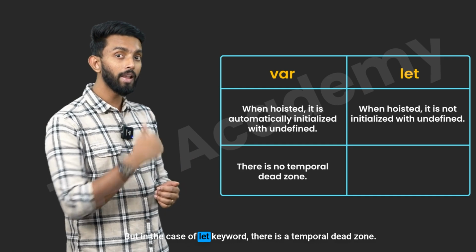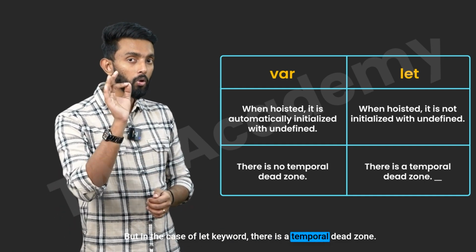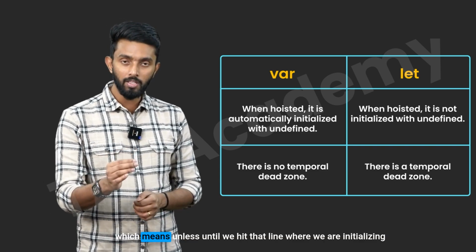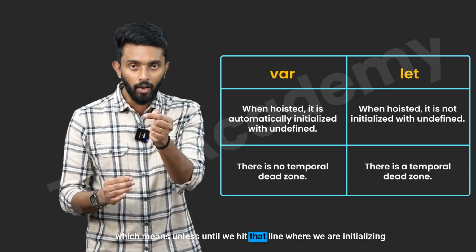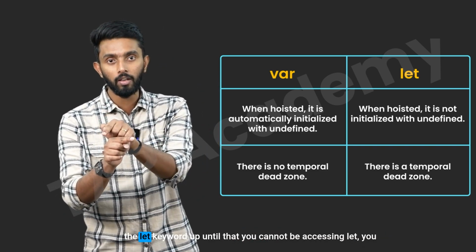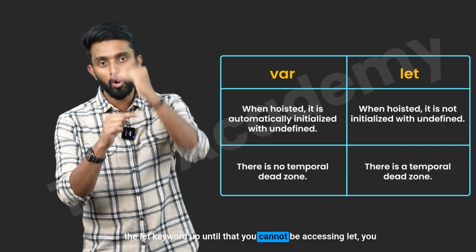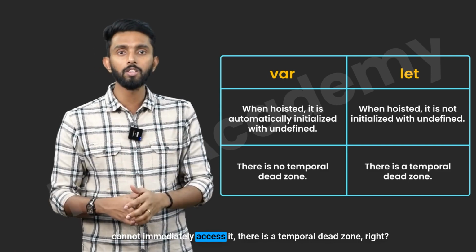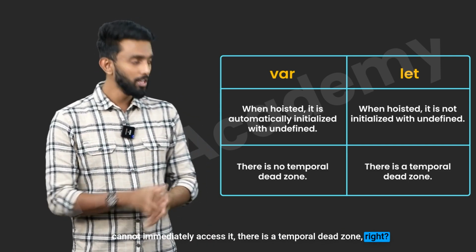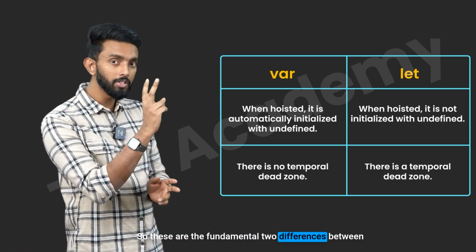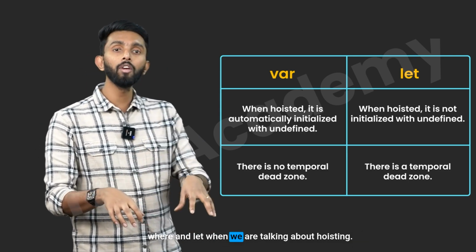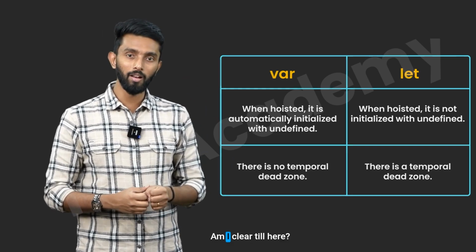But in the case of let keyword, there is a temporal dead zone, which means unless until we hit that line where we are initializing the let keyword, up until that you cannot be accessing let. You can't immediately access it. There is a temporal dead zone, right? So these are the fundamental two differences between var and let when we are talking about hoisting. Am I clear till here?